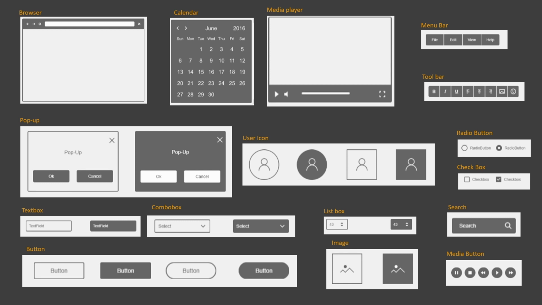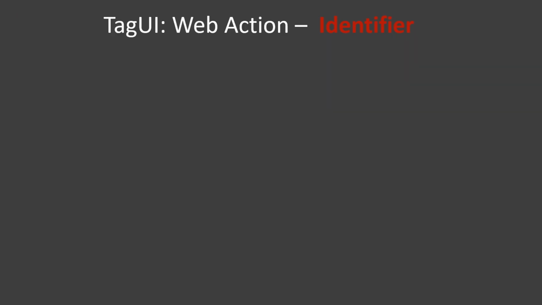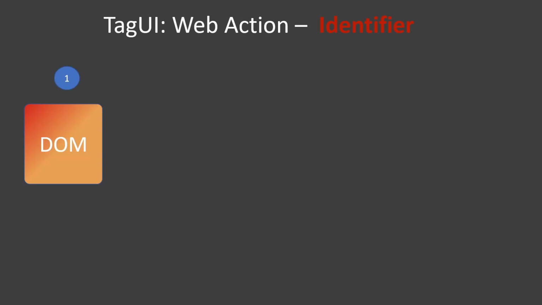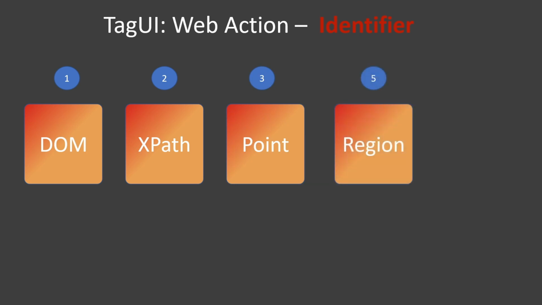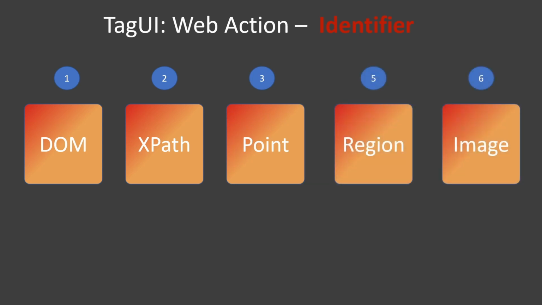So let's dive a little deeper into web action identifiers. Identifiers are of 6 types. The first one we call DOM, which is document object model. The second one we call XPath, and then you have point, we have region, and then last but not least, image.